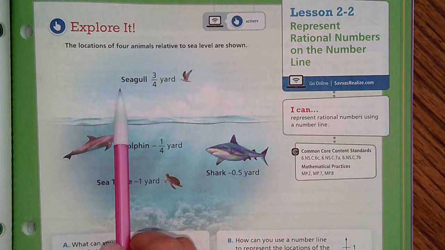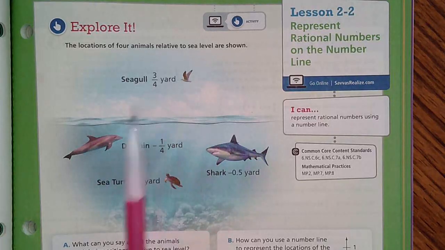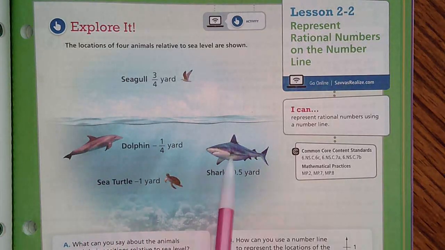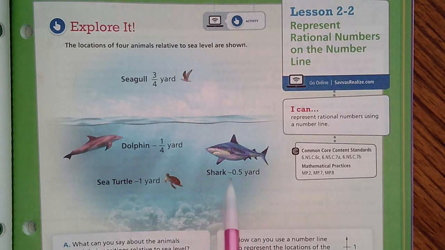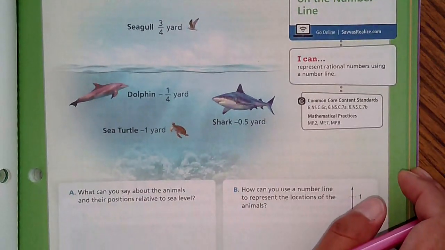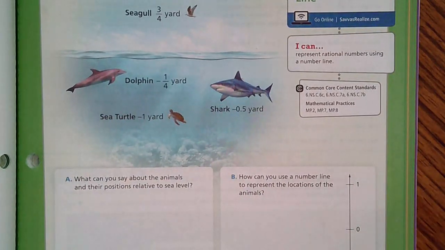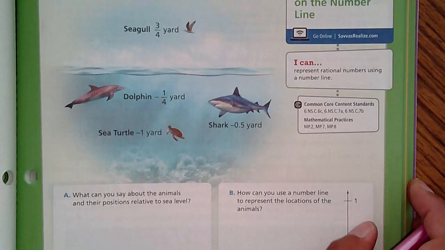We have a seagull that is 3/4 yards and it's in the sky. We have a dolphin that is -1/4 yard in the water, a shark that's -5/10 in the water, and a sea turtle that's -1 yard in the water. So when we're looking at this question down here, it says, what can we say about the animals and their positions relative to sea level?